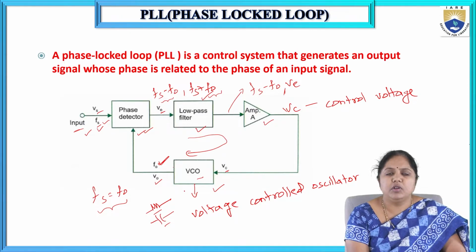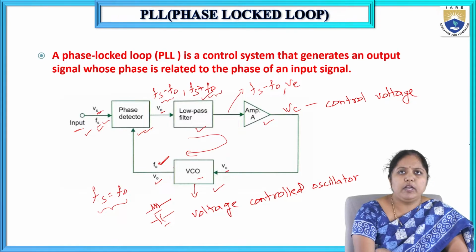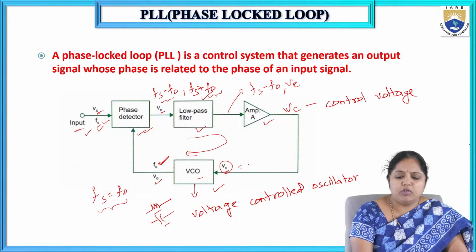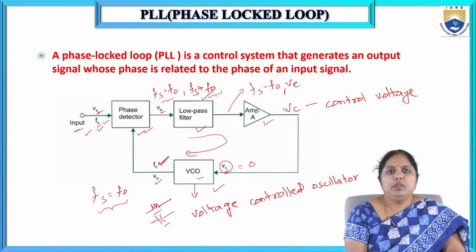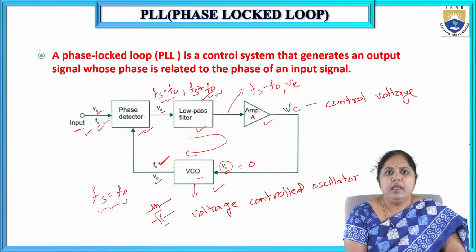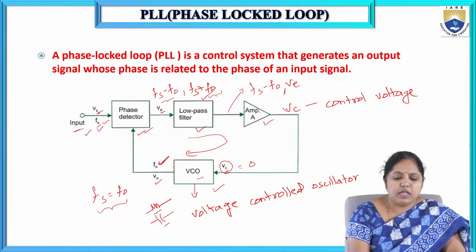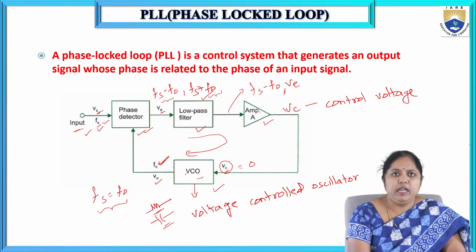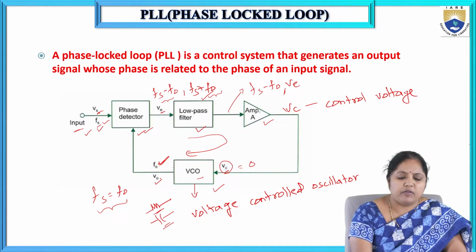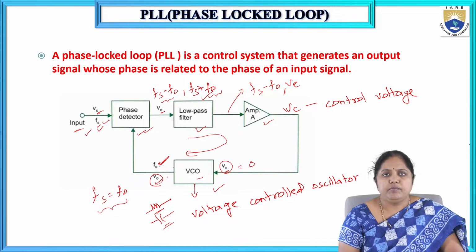First, it works as an oscillator, because initially if I am not giving any Vs value, the control voltage value is simply equal to 0. At that time, the VCO will generate an output signal with a certain frequency based on the external resistor and capacitor components. This VCO will generate a certain frequency F naught, and the voltage V naught can be generated, right?